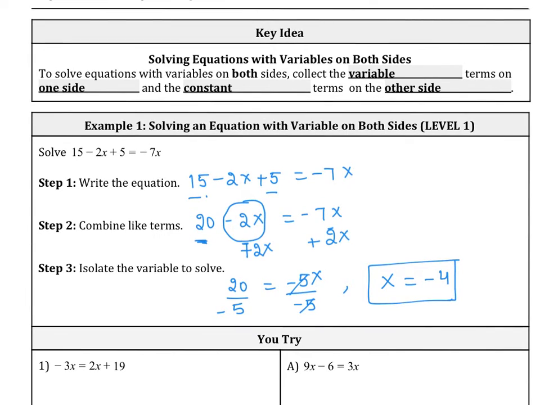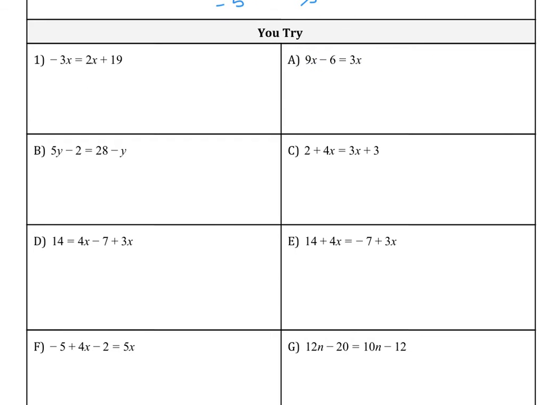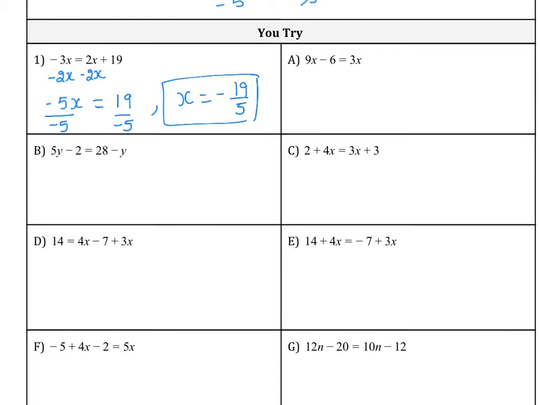Okay, let's just go ahead and do some of the you-try problems here. So here we go for number 1. For number 1, we are going to bring the variable on one side. So it means that we are going to bring the 2x to the other side. And we are going to get negative 5x. So negative 5x equals 19. And you're going to divide by negative 5. You're going to get x equals negative 19 over 5. So the answer is a fraction.